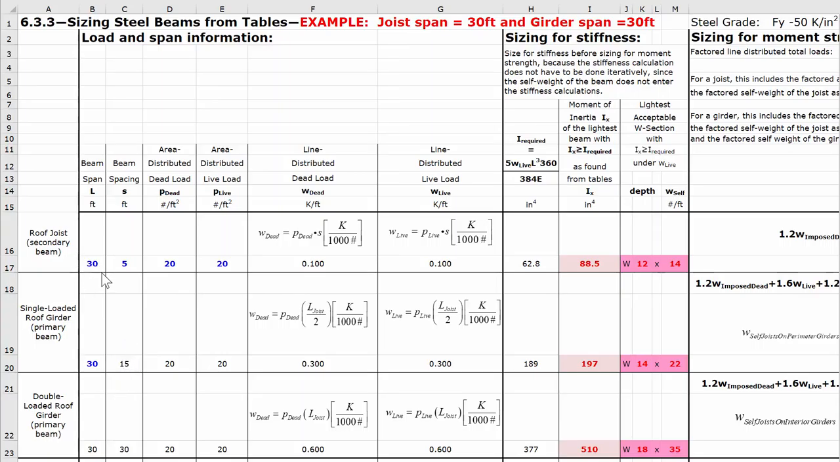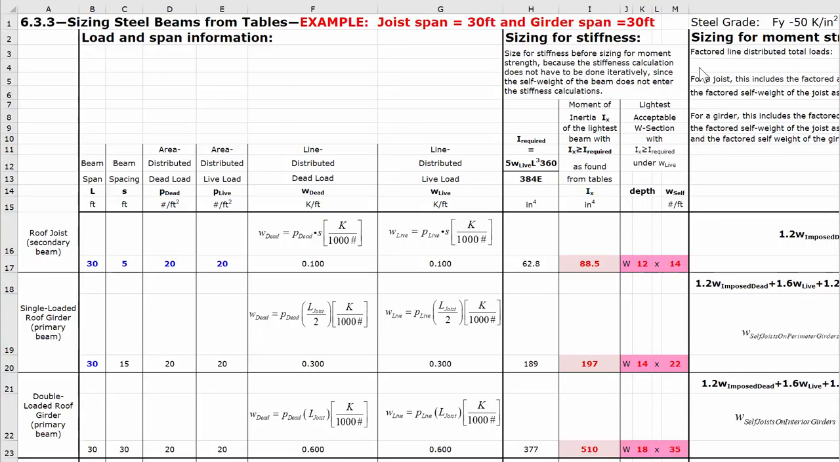So we have all those lengths or spans. We have all the appropriate widths of roof that are being supported by these various members. We have the loads that are being applied, dead load and live load, as area distributed loads in pounds per square foot. And using those things, we've then calculated the line distributed load along the beams for both dead and live for all three of the different types of beams that we're looking at.